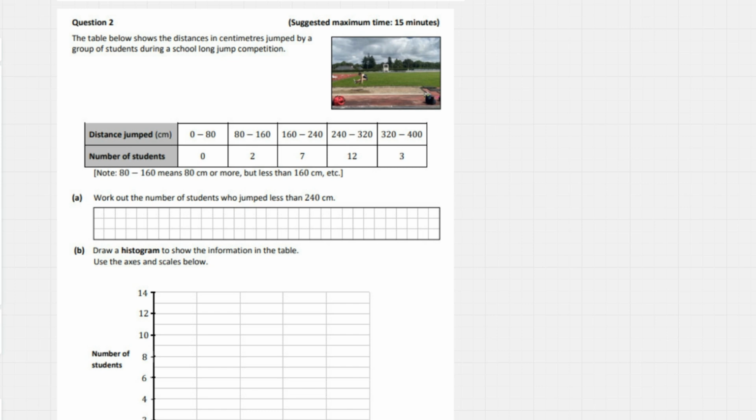The table below shows distances in centimeters jumped by a group of students during a school long jump competition. So, for question 8, we have to work out the number of students who jumped less than 240 centimeters. In order to do that, we'll have to add up all the numbers of students who had distances below that. So, we add up 0 to 80, 80 to 160, and 160 to 240. So all we'll have to do is 0 plus 2 plus 7, which will give us an answer of 9 for part A.